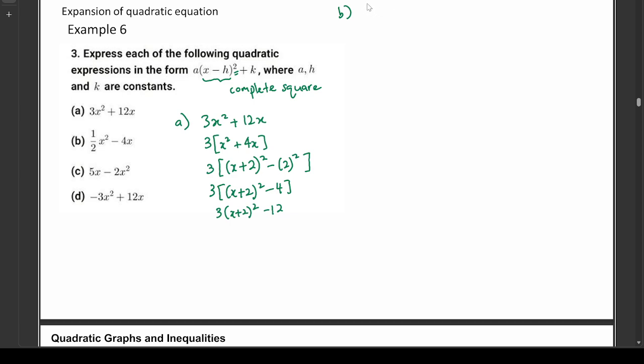For B, 1 over 2 x squared minus 4x. Again, first thing, check. Is A positive 1? No. So I have to do factorization first. Factorize, right? Divide by 1 over 2. 4 divided by 1 over 2, which basically means 4 times 2, right? Which is 8. Okay, if I multiply back 1 over 2 with 8x, I must get negative 4x. If not, that means you have not factorized it correctly, right? Your factorization is wrong.